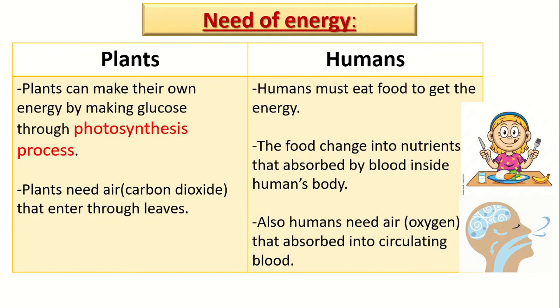Okay guys, as we said before, the plant needs energy. How does the plant get the energy? By the photosynthesis process. In the photosynthesis process, the plant makes glucose sugar. So the plant takes the glucose sugar as a source of energy. And in the photosynthesis process, the plant needs air, yes, it needs carbon dioxide gas. So the plant can get energy from glucose sugar in the photosynthesis process.